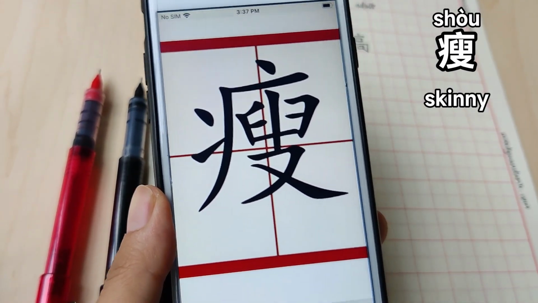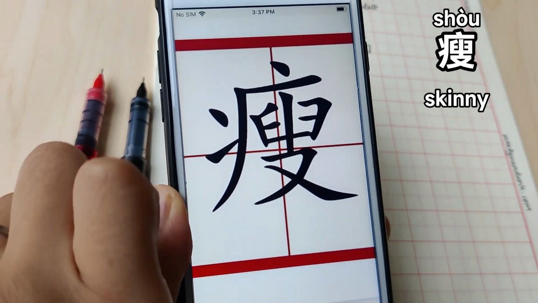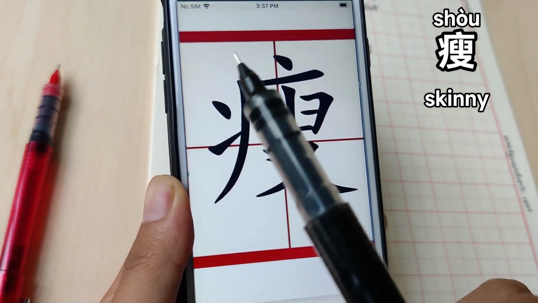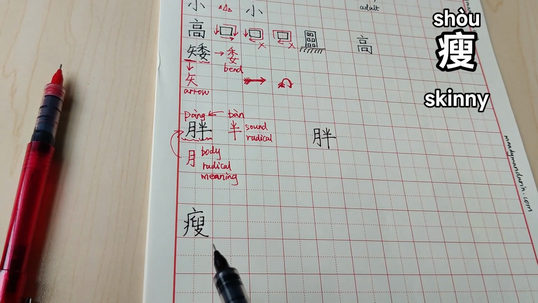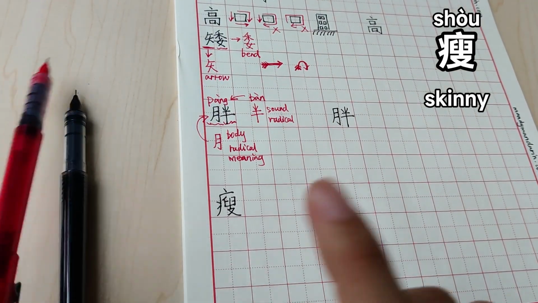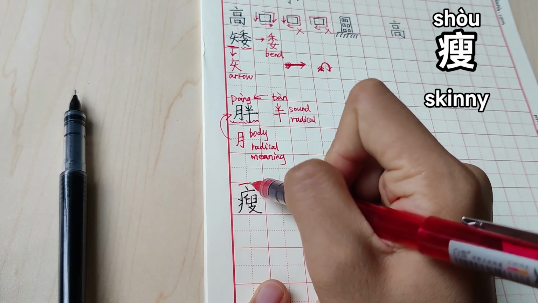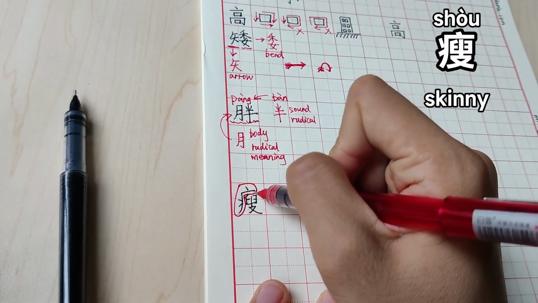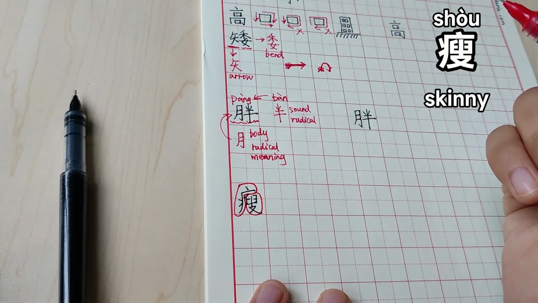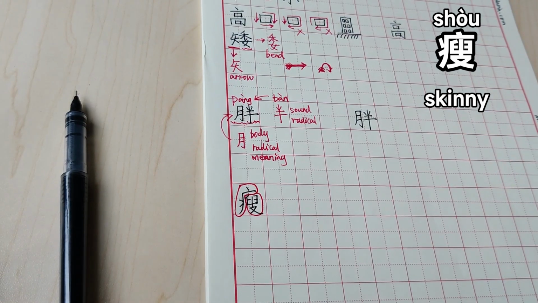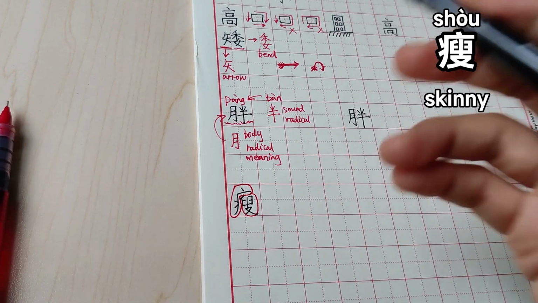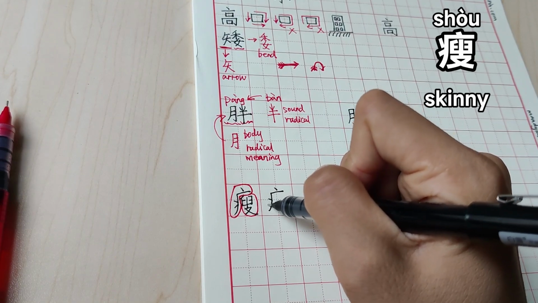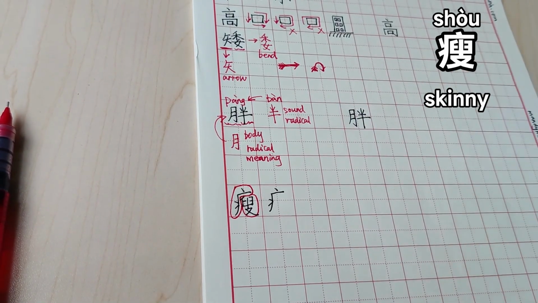Move on to the next one. Shou, skinny. So you see, this is the half surround structure. I write it in advance. So this is the outside part of it, and this is the inside part of it. Okay, so we write from the outside to the inside. 1, 2, 3, 4, 5. This is the outside part.